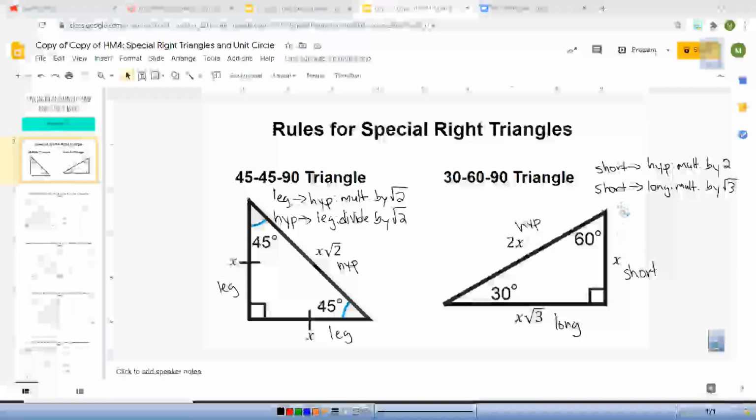And then you've got those two in reverse. So you can go hypotenuse to short, which will be divide by 2. And then go long to short, divide by square root of 3. So notice there's no rule directly that takes you from hypotenuse to long. You always had to go through the short leg when doing these.